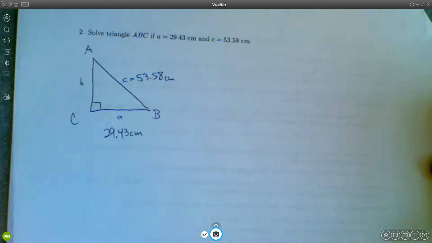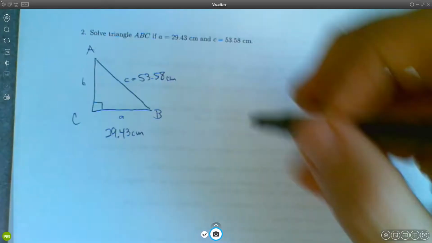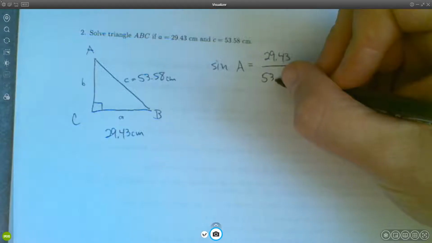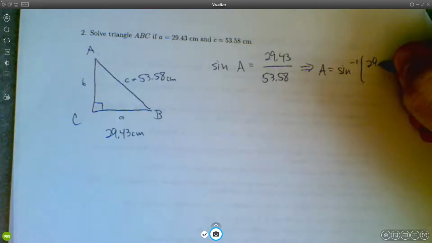So I don't know either of these angles, which makes it nearly impossible to solve for them. As for this side, I could use Pythagorean Theorem to find it, I suppose. But let's start with an angle. Let's say sine of angle A equals opposite over hypotenuse. So that's going to be 29.43 divided by 53.58. That means that A is sine inverse of 29.43 over 53.58. Let's see how much that is.